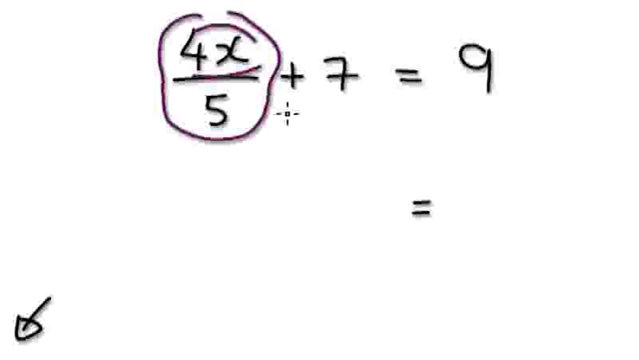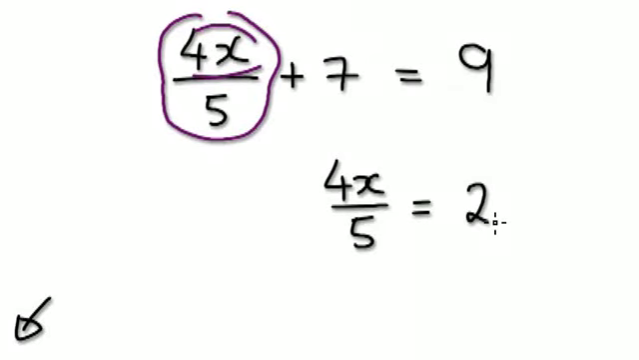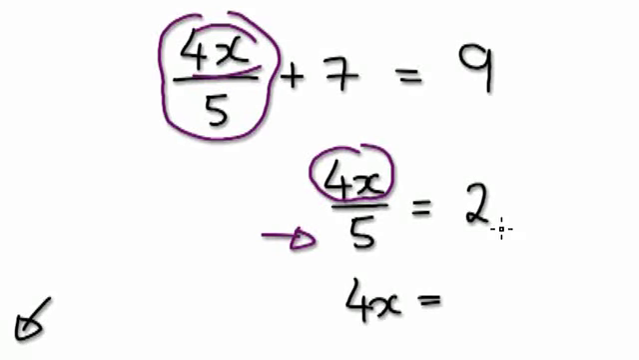Okay, so inside my mind, I'm going to take away 7 from both sides. So I'm just going to be left with a bubble here. 9 take away 7, that would be 2. Okay. Now I've got a bubble here. So basically kill off the 5. So inside my mind, I'm going to multiply both sides by 5. Okay, so 2 times 5 would be 10.